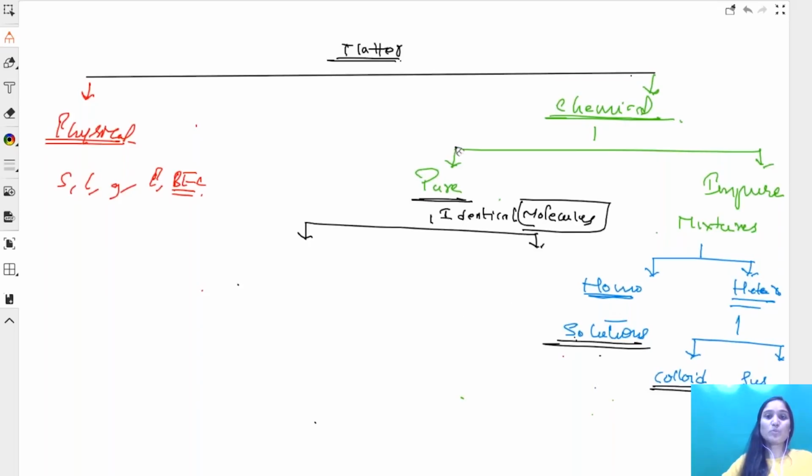So, pure substances are the ones which have identical molecules. Register this point in your mind. I'm going to ask it again. Pure substances are the ones which have identical molecules, not identical atoms. Identical molecules. Why molecules? What are molecules first of all? Let me tell you.